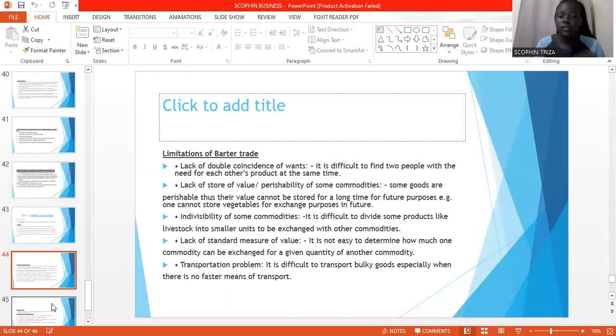And then we also have lack of standard measure of value. We also have transportation problems. This one applies majorly to bulky goods.